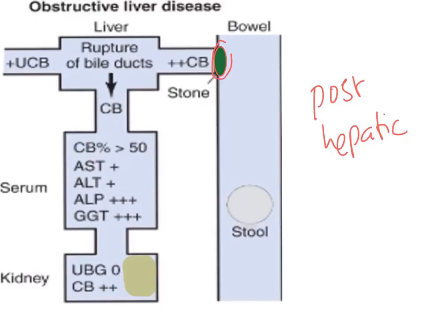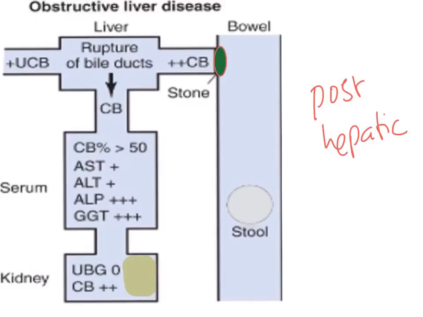obstruction to the common bile duct. That's where I have basically made a stone or something obstructing the common bile duct. Or it can be a tumor in the head of the pancreas, which is blocking the common bile duct completely, or blocking the ampulla of Vater.